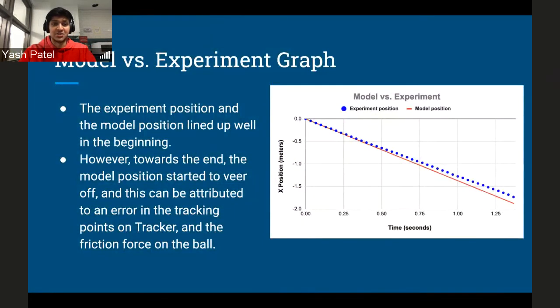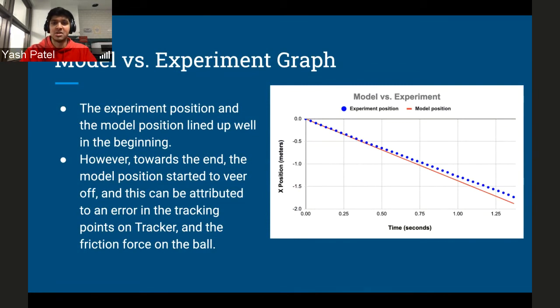And this is what I got. This is the model versus experiment graph. The red line is the model position, while the blue dots are the experiment position. As you can see, the experiment position and the model position lined up well in the beginning. However, towards the end, the model position started to veer off.